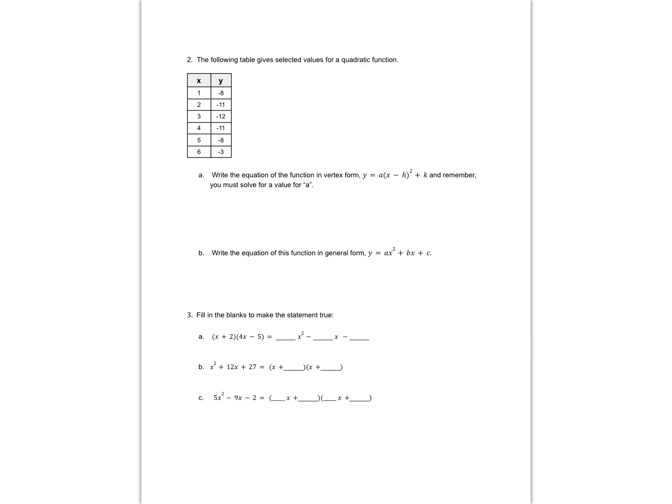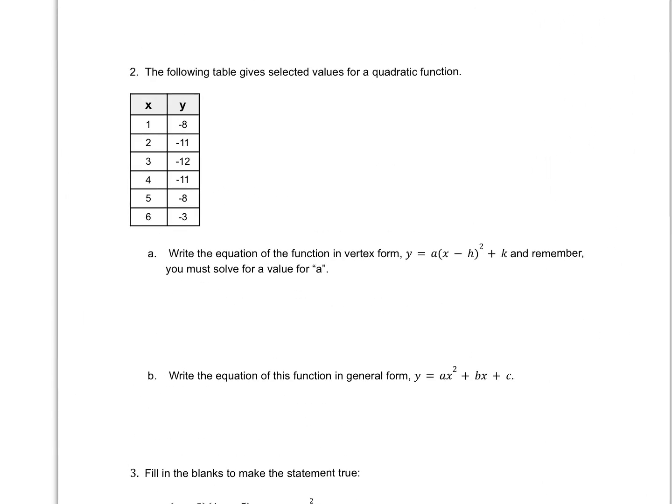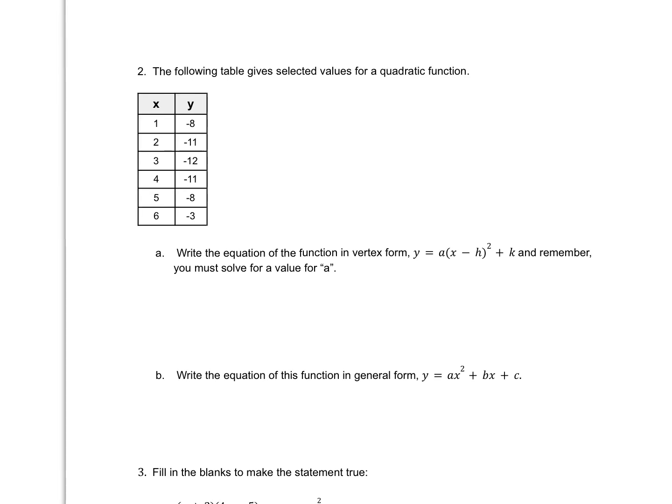Okay, for number 2, we're looking at a table for selected values of a quadratic, and I'm looking for symmetry. So I see where the y values are the same, and I see the y values here and here are the same. The y values here and here are the same. Since these are equidistant from this, this means this is the vertex. Okay, so immediately I know that I can write an equation, y equals a times x minus 3 squared minus 12, because 3, -12 is the vertex.